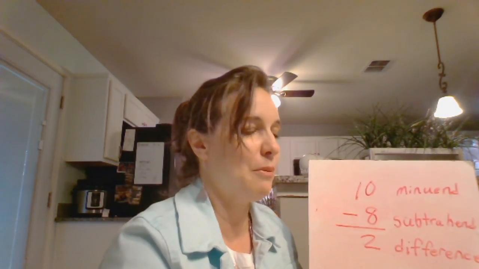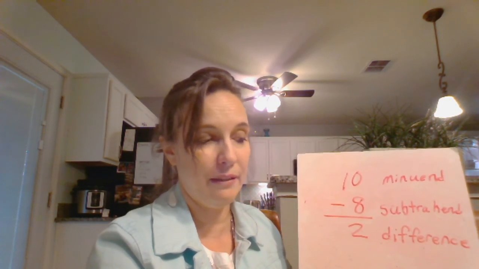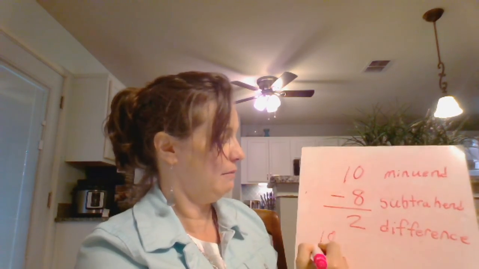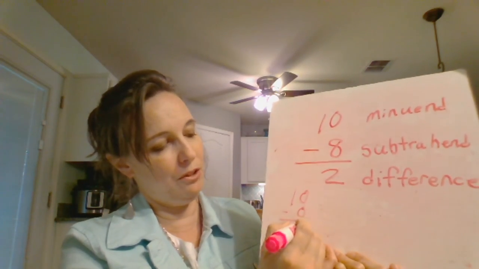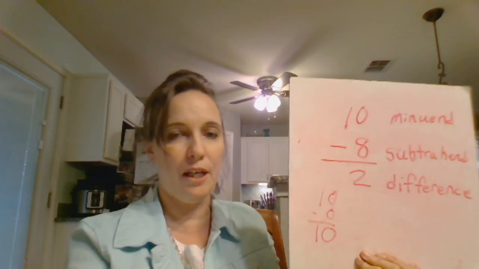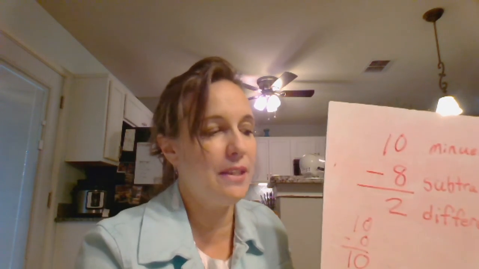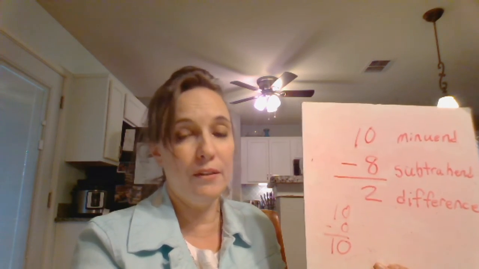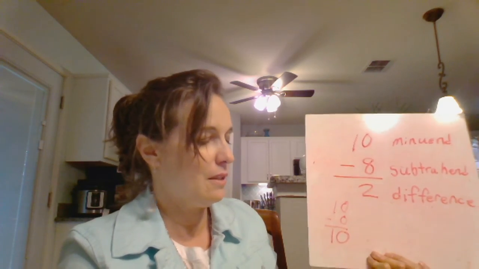Well, the zero property says if you subtract 0 from anything, what happens? 10 minus 0 equals 10. The minuend stays the same because you're not actually taking anything away. You just need to know the definition. The zero property of subtraction says taking 0 away leaves it the same as the minuend. It doesn't change. Nothing changes.